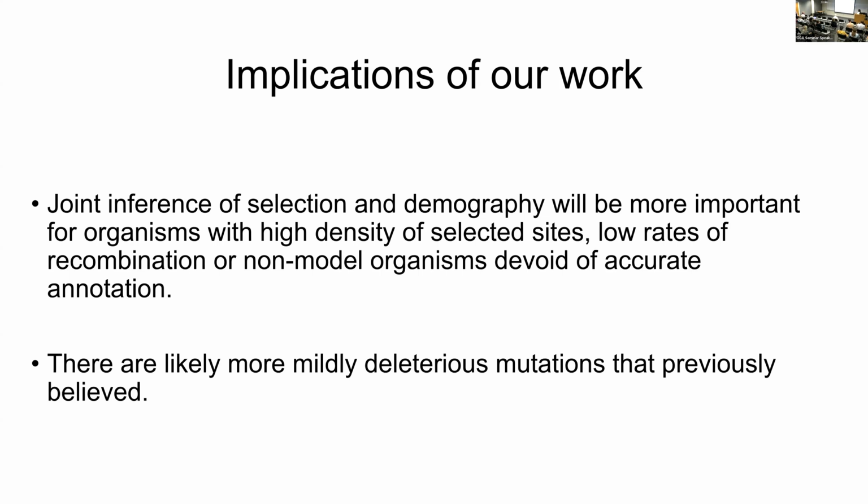Low rates of recombination or non-model organisms, where we just don't know what is important and what is not important. But it's clear that it's not that important for species like humans. And the second point is that it seems that there are many more mildly deleterious mutations than previously believed. In humans too, there are a lot of mildly deleterious mutations, but that was already understood previously. And so there are some implications of that, right?